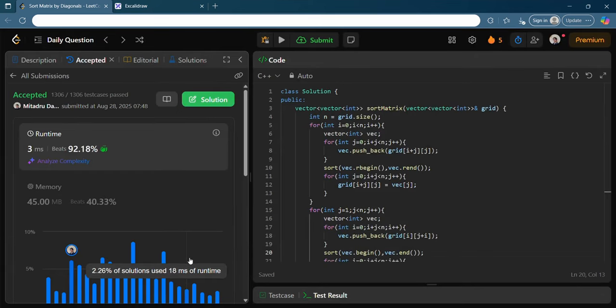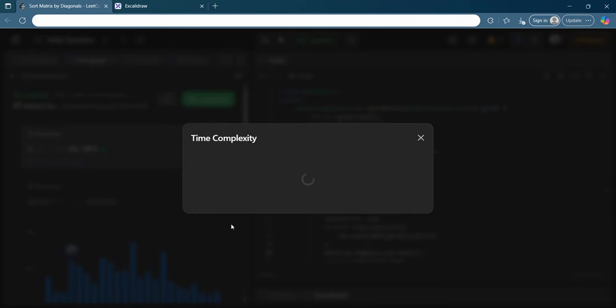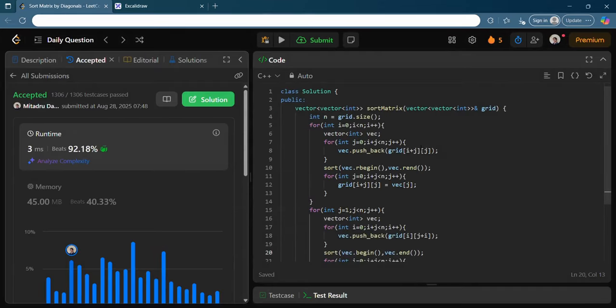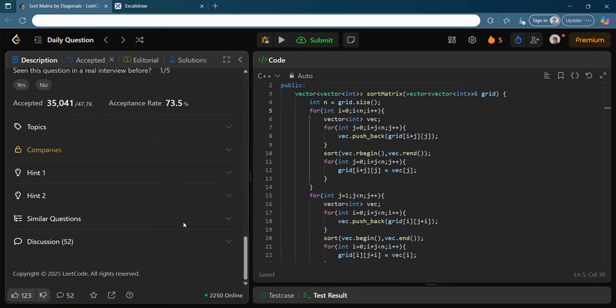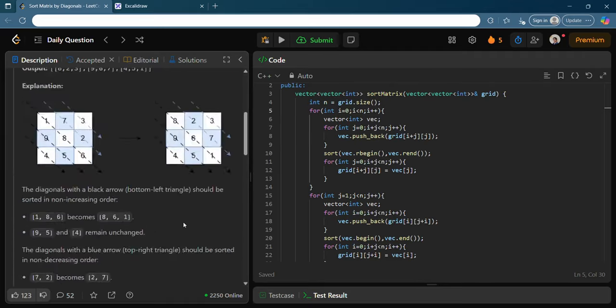So yeah, you see it got accepted, and it also has a decent runtime, only 3 milliseconds, and beats 92.18%. If you try to analyze the time complexity, you will get it to be n square log n. Because we have an n loop, and for every n loop I am doing an n log n sort, which is the worst case here. So n into n log n is your time complexity, which is nothing but O of n square log n.